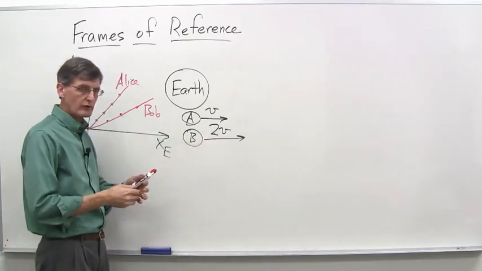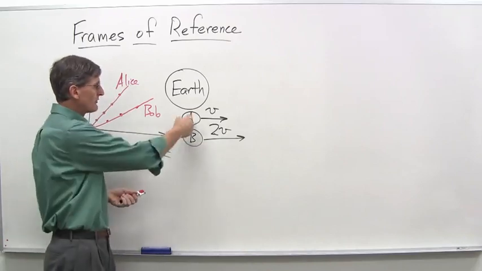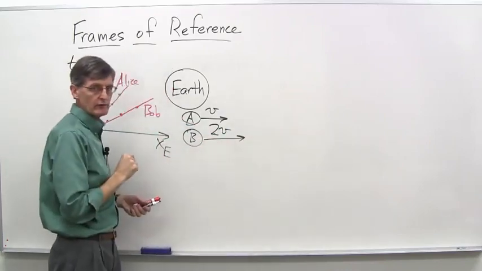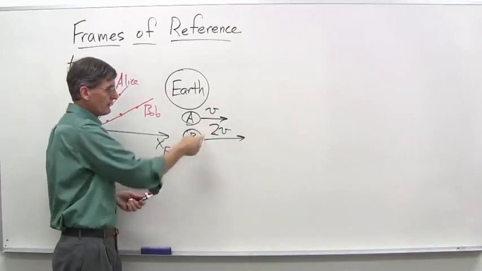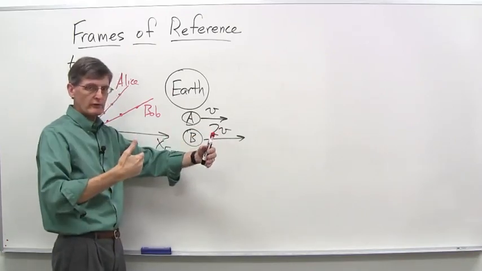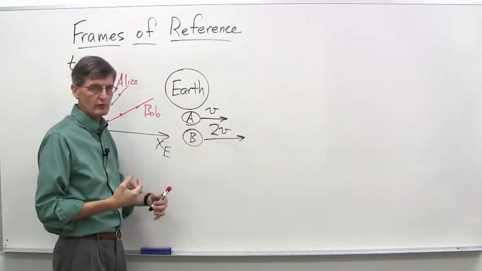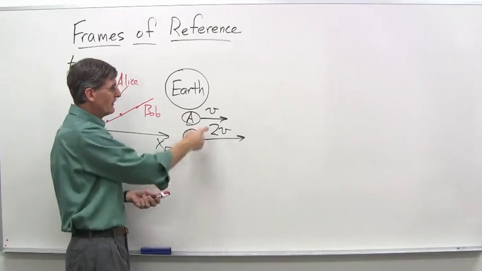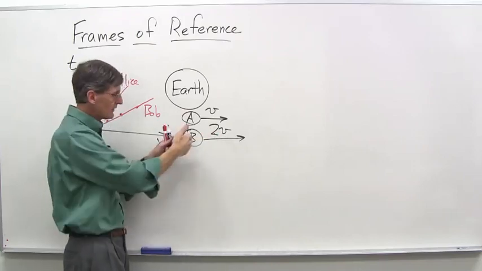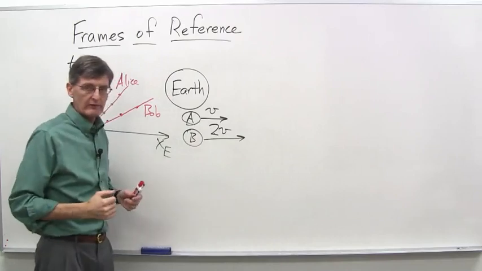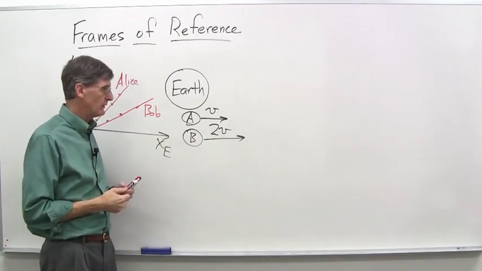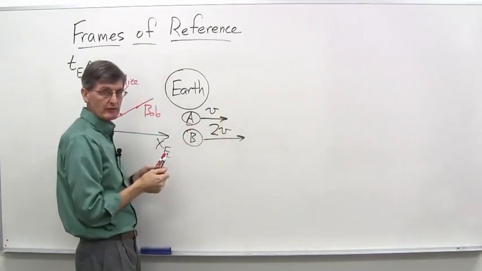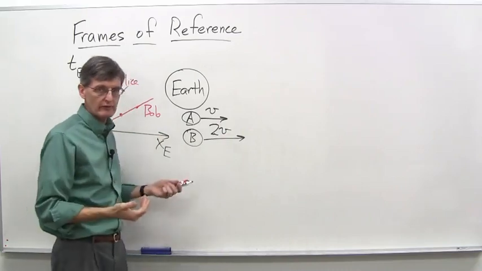So from the perspective of her cockpit, she sees Earth receding at velocity v. She sees Bob going away from her at velocity v as well, because the difference between Alice's velocity and Bob's velocity is just v. 2v minus v leaves us just v. So if Bob was going 20 meters per second, then Alice is going 10 meters per second. That means Bob is going away from Alice at a net velocity of 10 meters per second. Or if Bob was going 30 meters per second, Alice would be going 15 meters per second. So the net velocity difference between them is 15 meters per second.